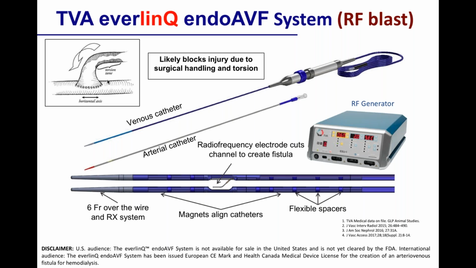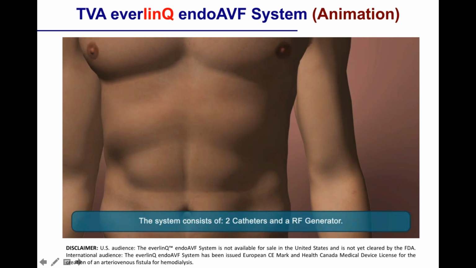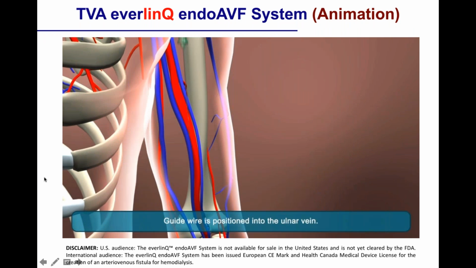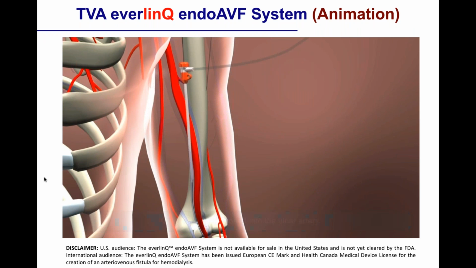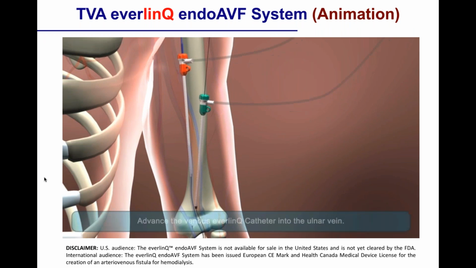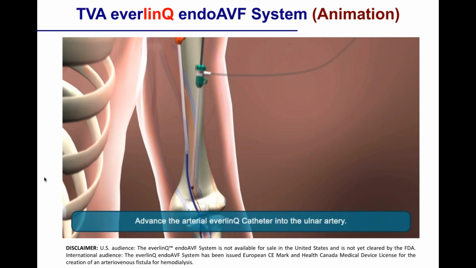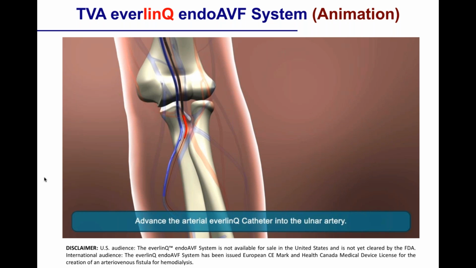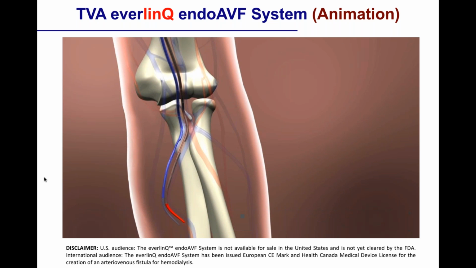But basically, they've developed a system of catheters and wires which allows two catheters to be placed close to each other, one in the artery, one in the vein, through the use of magnets that are within the catheters. And again, a video, I think, describes this much more effectively. And over here, you see basically initially guide wires placed into the ulnar artery and the ulnar vein. The catheter from the company called the Everlink catheter is then placed over these wires as shown over here.